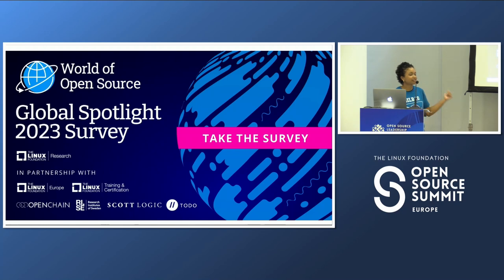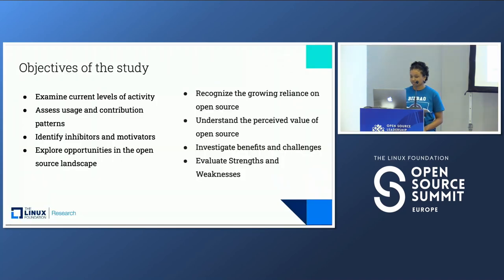So the research is based on the Global Spotlight 2023 survey, which follows the 2022 Europe Spotlight survey, but this time we took a worldwide approach and tried to cover as many regions of the world as we can. The objectives of the study were to examine current levels of activity of open source, assess usage and contribution patterns, mainly within organizations and whether organizations are using or contributing to open source. Also to identify inhibitors and motivators.